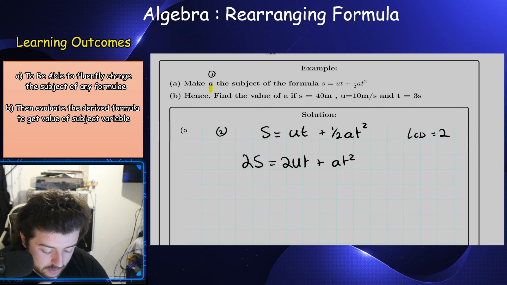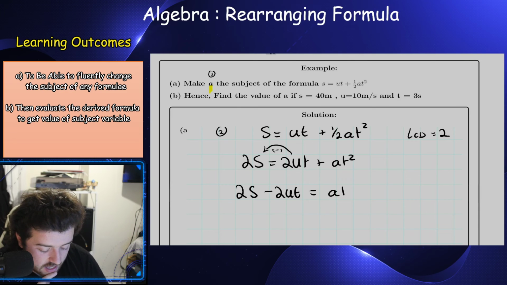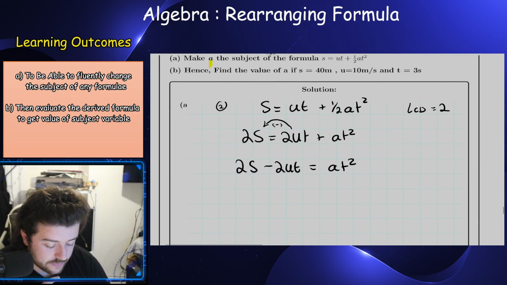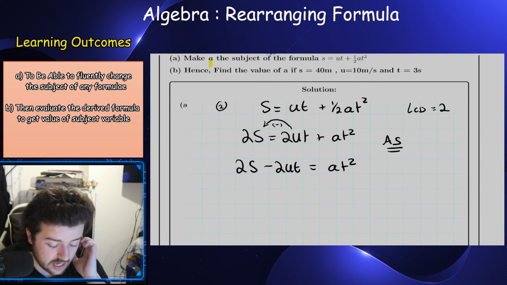Right, so step 4, BIMDAS backwards. So, applying BIMDAS backwards, am I adding or subtracting anything to the term that contains a? Yes, I am. I'm adding this 2ut. So I'm going to bring that over and make it a minus. So I have 2s minus 2ut equals at squared. So that was the addition and subtraction part.